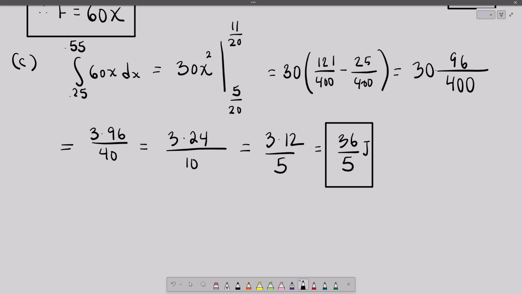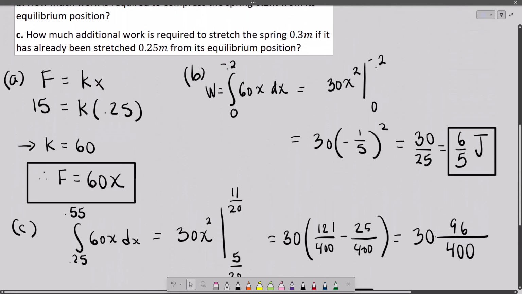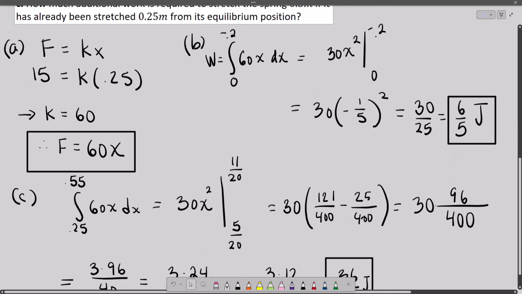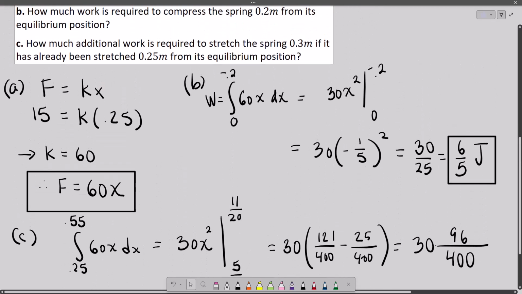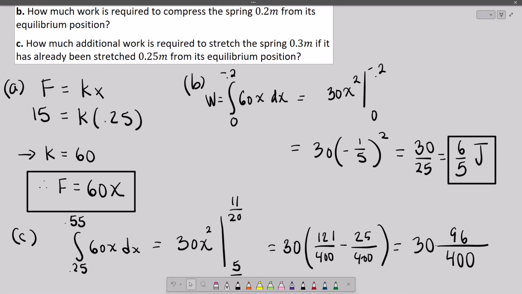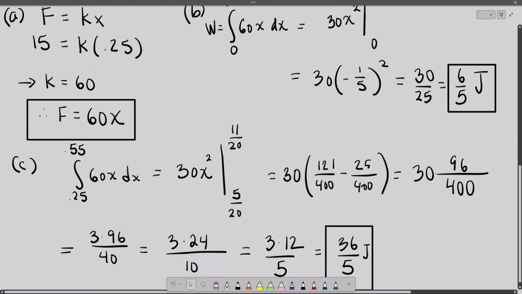They didn't ask us how much work was done in stretching it that first 0.25, that first quarter unit, whatever it was, meters, centimeters, I forget. Okay, so once again, our basic concept is if we integrate force, we are going to get work. So yeah, meters. Any questions on that idea?